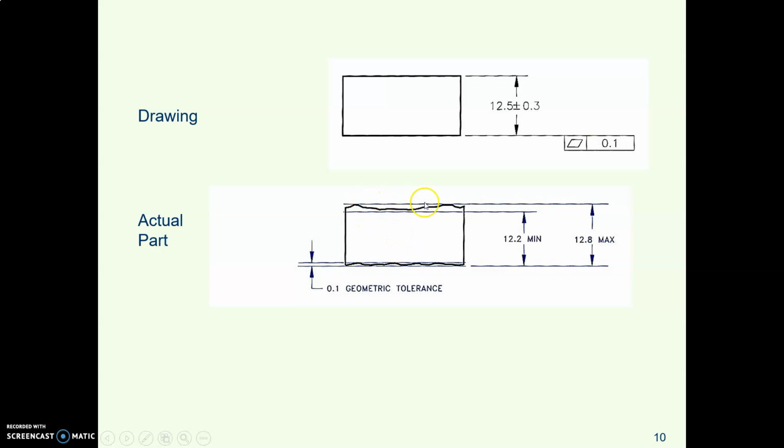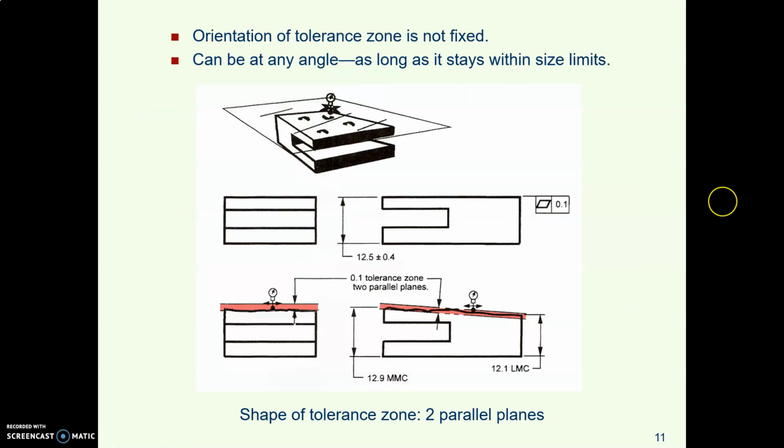So the actual size of the part is allowed to vary from 12.5 plus 0.3 to 12.5 minus 0.3, so it could vary from 12.8 to 12.2. But the bottom surface with the flatness on it, the entire surface must lie within two parallel planes 0.1 apart. That's what that says. Now, nothing about this control is talking about parallelism or anything else like that. It's not saying whether one surface is parallel to another.